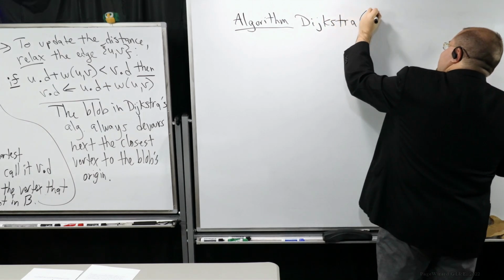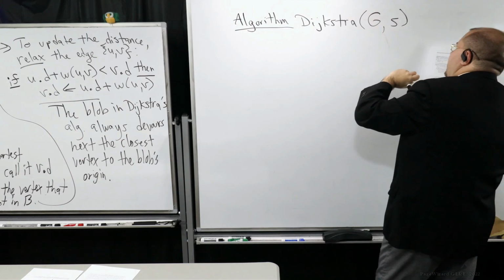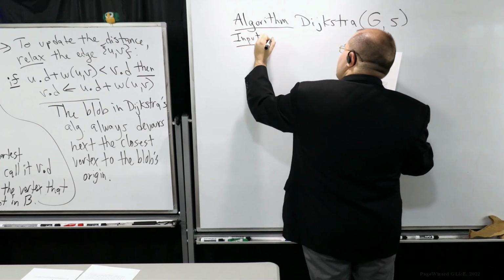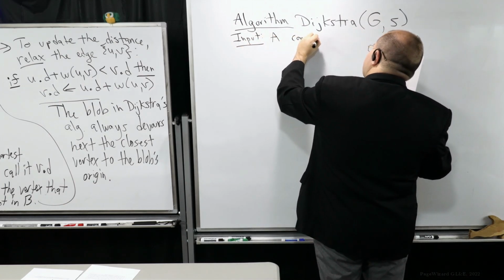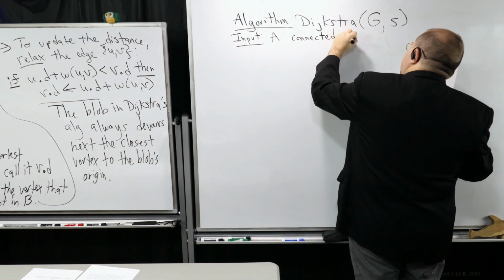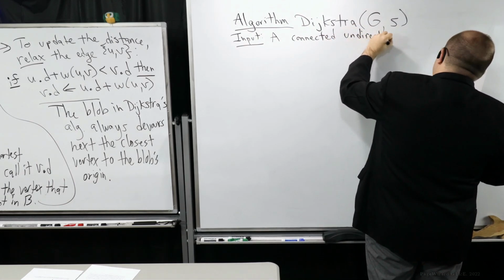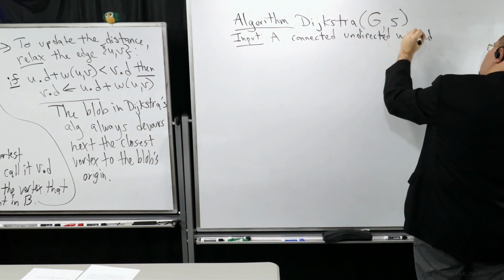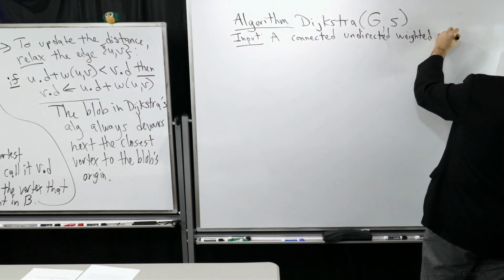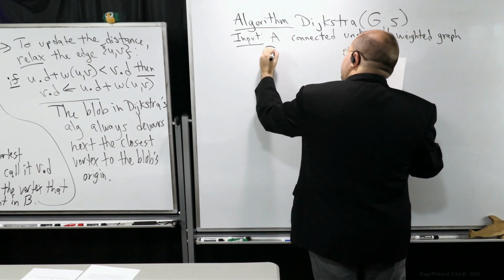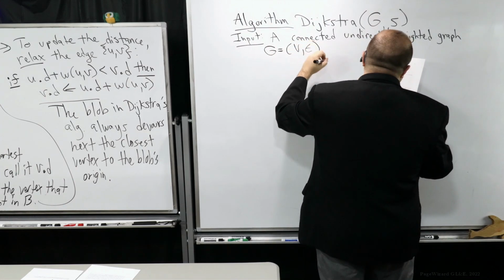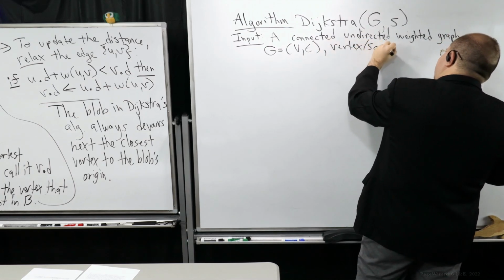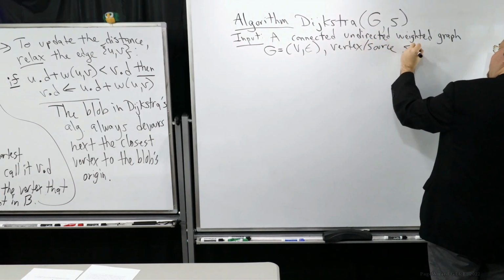So we're going to call it Dijkstra. It's going to have the graph G, and it's going to be given the source S. So as input, it's going to be a connected, undirected, weighted graph G = (V, E), and a vertex or source, however you'd like to call it, S, which is going to be one of the vertices.